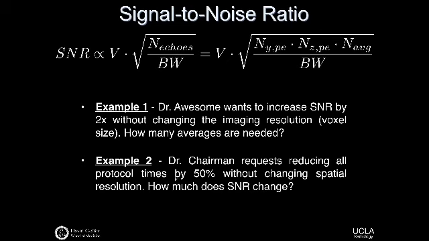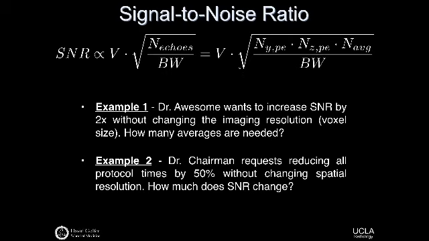Another possibility is here, in this case, Dr. Chairman requests reducing all your protocol times by 50%. He wants to get more patients through the scanner, reduce the exam times, but he doesn't want you to change the spatial resolution, right? So keep the voxel volume the same, but you want to reduce your total scan time over here. And let's just assume there's a way to acquire fewer and fewer echoes so that you can scan faster and faster. In that case, how much does the SNR change?